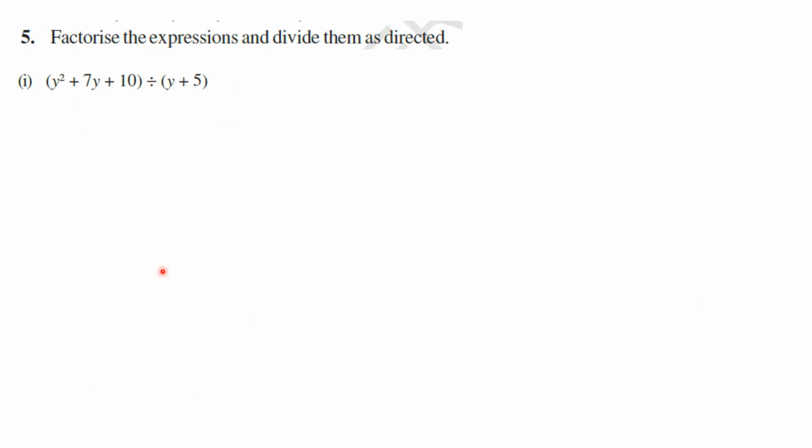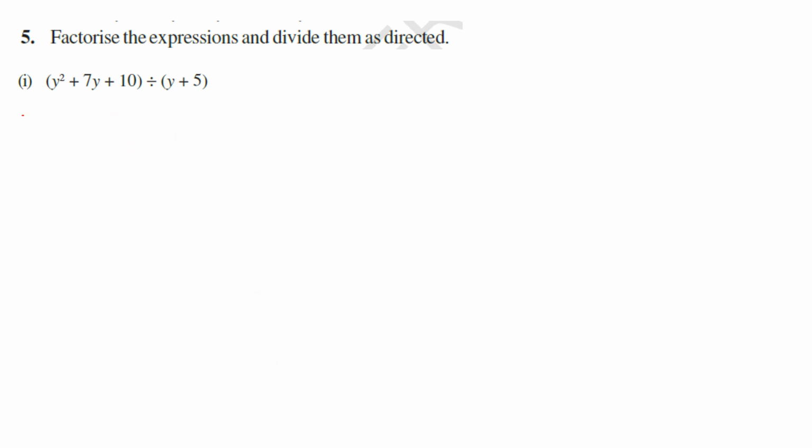Question number 5. Factorize the expressions and divide them as directed. First of all, you have to see whether you can factorize it or not. In the first question, you can see the numerator I can factorize. Denominator, I cannot reduce it further. So only you have to factorize the numerator and then you have to divide it.